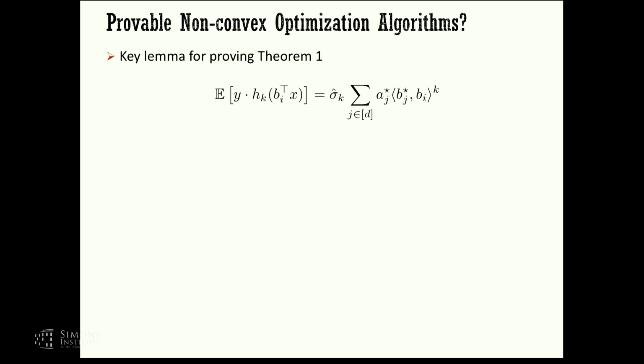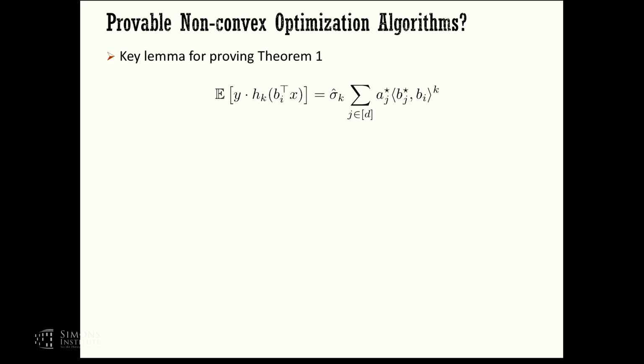In some sense, the key lemma that we were using to get the analytical formula for the population loss was something like this. You take the expectation of the data y times some function of x and b. This expectation has an analytical formula just because h_k is the Hermite polynomial and x is Gaussian, so you have some nice properties about them. And you get something like this. The exact detail doesn't really matter.